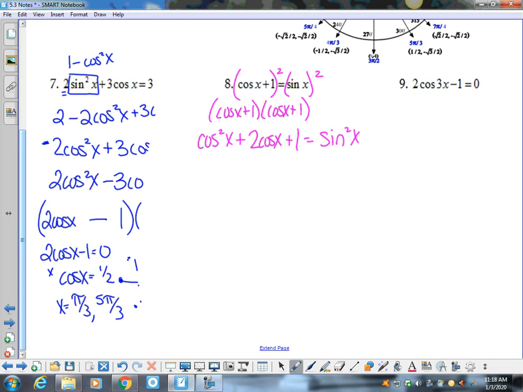Okay, well now this has a little bit more meat to it. I have a cosine squared and a sine squared, so I need to think about which one would be better to replace. I also have this floating plain old cosine here, and I can't replace that. So I feel like I need to get everything in terms of cosine. So I'm going to replace this with 1 minus cosine squared. I'm going to give you a second to go ahead and replace it, get everybody on the same side, clean it up, and then see where you stand.